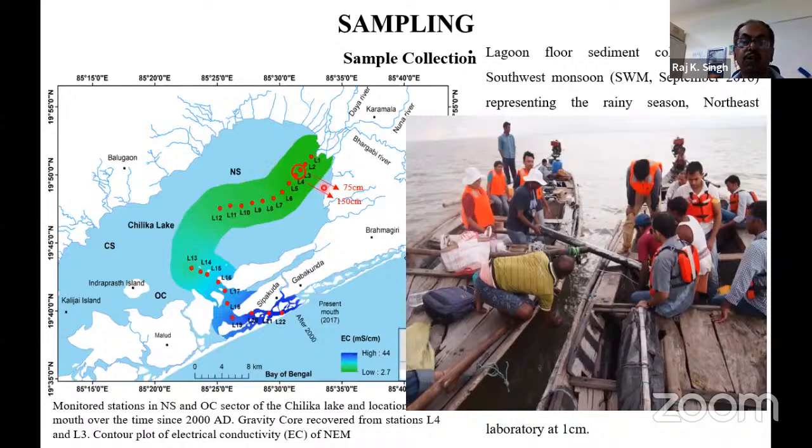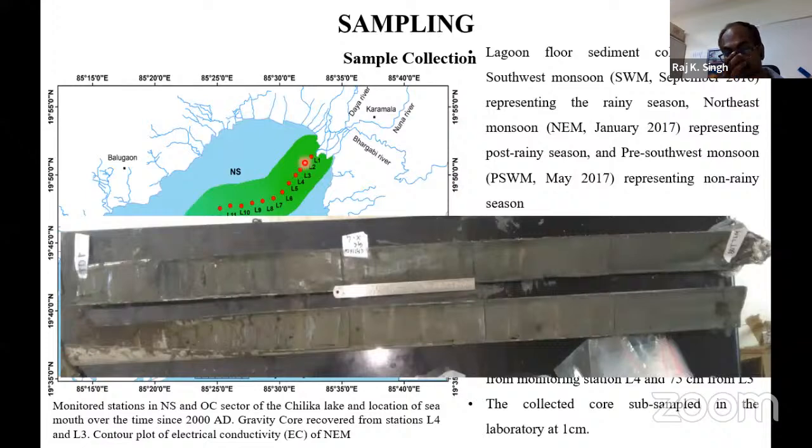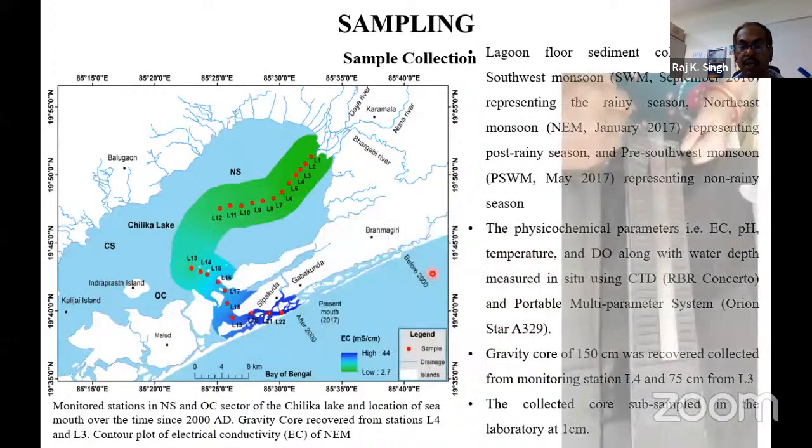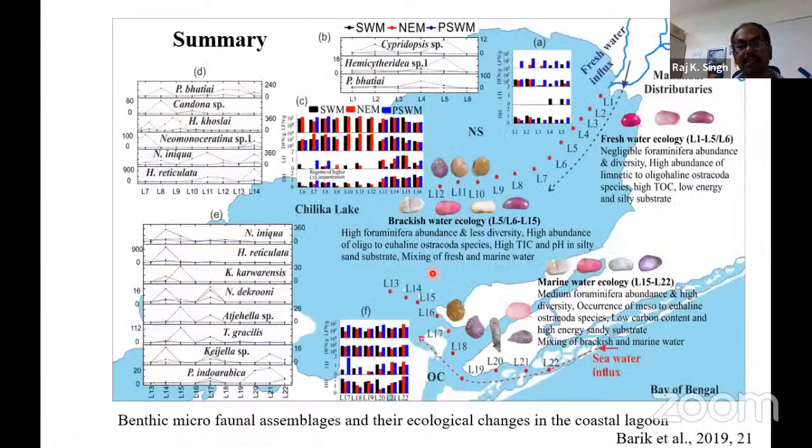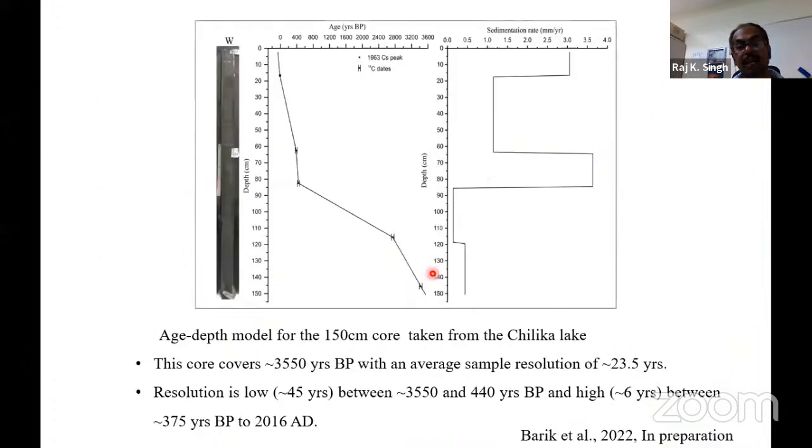And we collected one core from this region called L4, which is very much influenced by freshwater, and we established the modern day conditions there on the various proxies. This is a 150 centimeter core. We subsampled at every centimeter, and we dated them using carbon 14 dates. For the top, we have the cesium peak, which was generated by Professor Ravi Bhushan at PRL. Based on this, we established the age model for this core. So we have four carbon 14 dates and one cesium peak date for the 150 centimeter core.